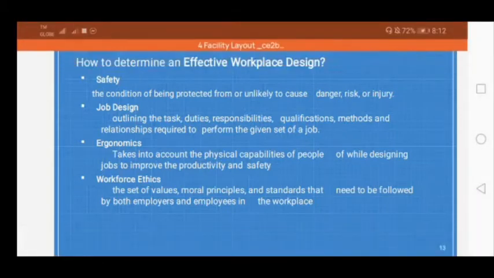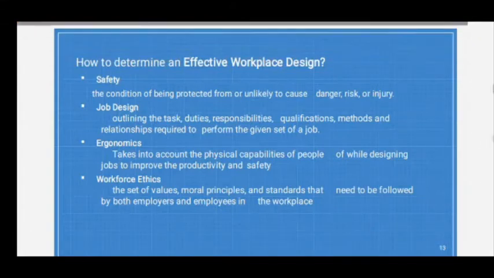The second one is job design. So job design, in other words, focuses on fitting the job to the worker.